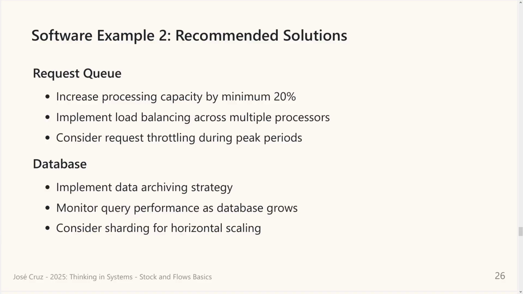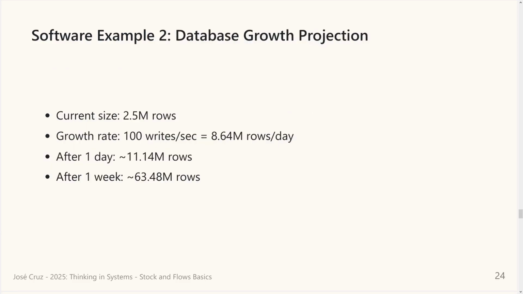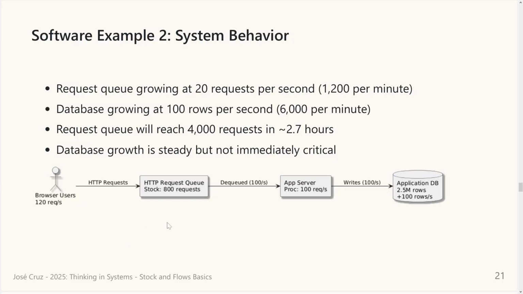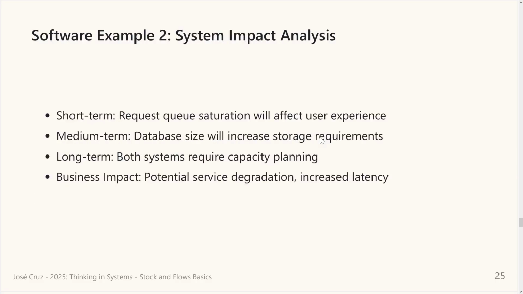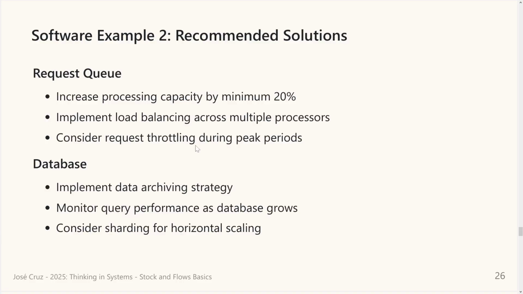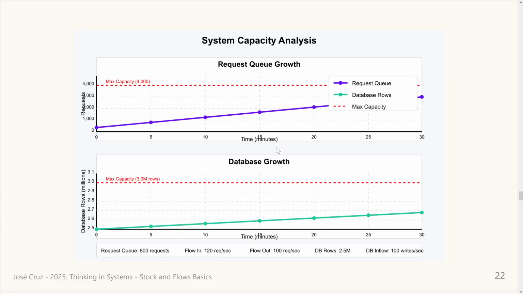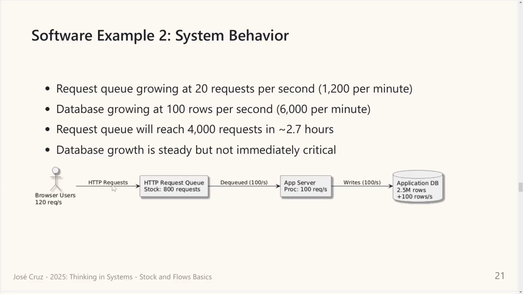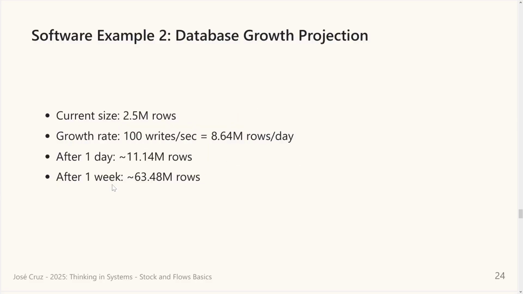Okay, recommended solutions. Request: increase processing capacity by at least 20%, so you can take a decision, maybe just a CPU that you need there, and it's not too expensive, depending. Implement load balancing across multiple processes. Be careful with this. Increasing the load balancing, meaning just looking at here, maybe you want to increase here, but of course now you have to analyze the connection to the database. Okay, consider request throttling again during peak periods. Again, you can decide to not accept all the requests unless they are important ones, depending on your throttling strategy.